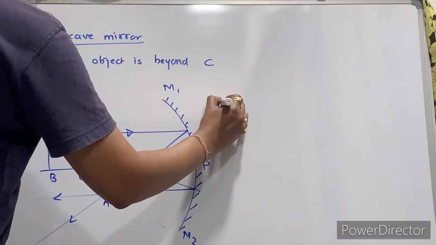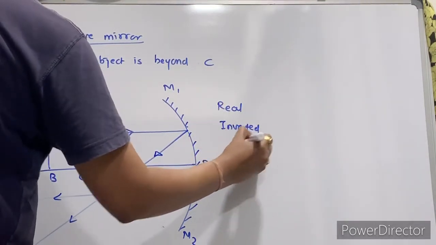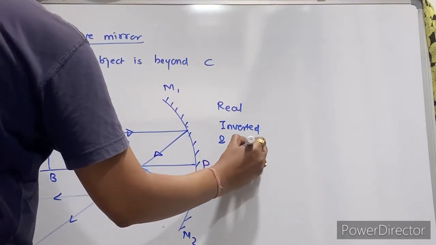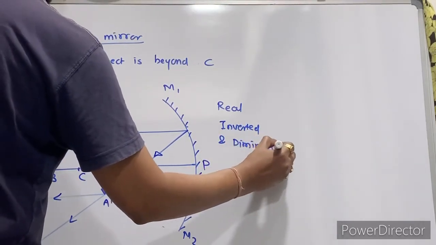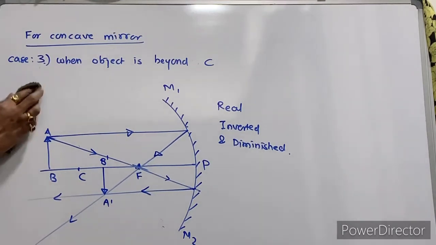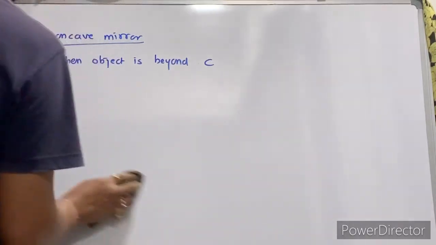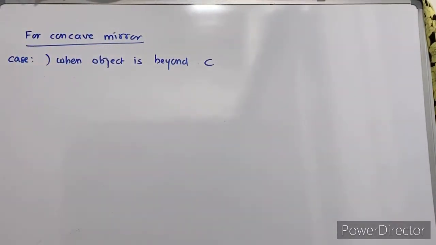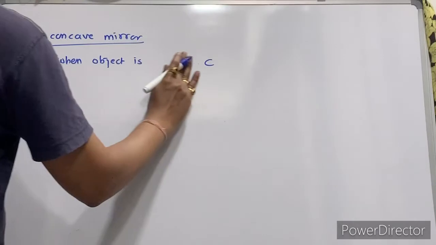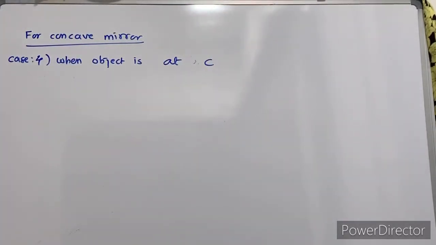So it is real, yes. It is inverted, yes. And it is diminished as compared to the object. You can't write highly diminished. It is just diminished. So the characteristics are real, inverted, and diminished. Right, this is about the third case. Now we'll go with the fourth, case 4, when the object is at C.